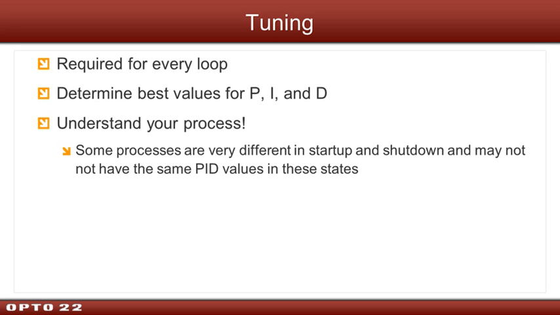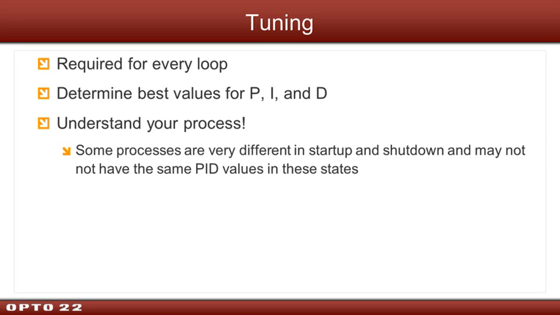The whole point of tuning is to determine the best values for P, I, and D. To begin tuning a loop, you really need to understand your process. This is very, very important. You need to understand what your goal is. Why is your set point such that it is? And what are you trying to control to maintain that set point? Also, when are you trying to maintain that set point?